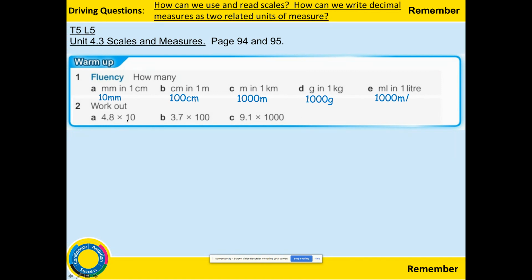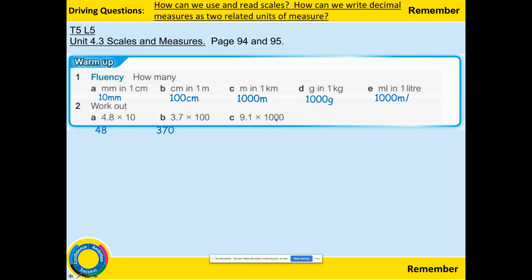Okay, work out 4.8 times 10. So if you remember previous lessons, because you're getting bigger, you're going to move to the left 1 place because there's 1 zero, so you're going to move over 1 place. So 4.8 becomes 48. 2 zeros, so going to move over 2 places. So 3.7, 1, 2 places. Fill up the ones with a 0. So 3.7 times 100 is 370.